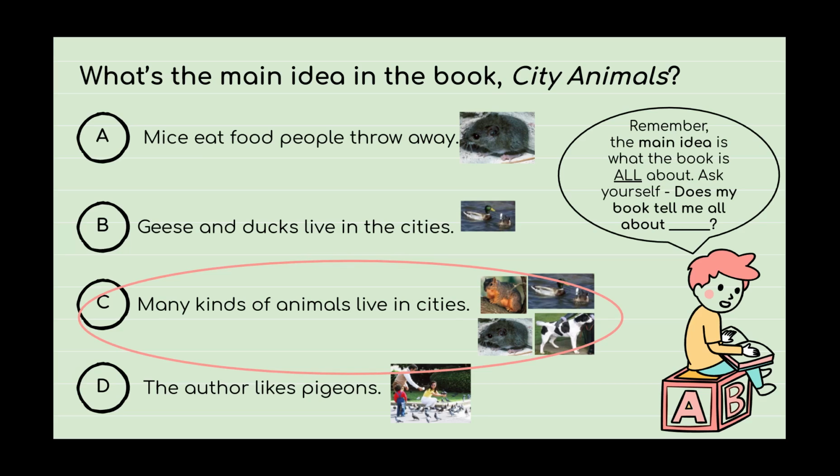The answer is C. The main idea of the book City Animals is many kinds of animals live in cities. A and B were in the story, but the book was not all about mice or about geese and ducks. Those were just details that tell me about many kinds of animals live in the city. And we do not know if the author likes pigeons. The book did not mention it. Let's move on.